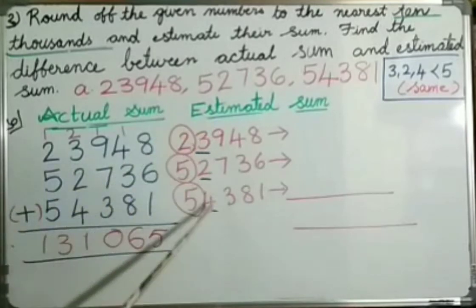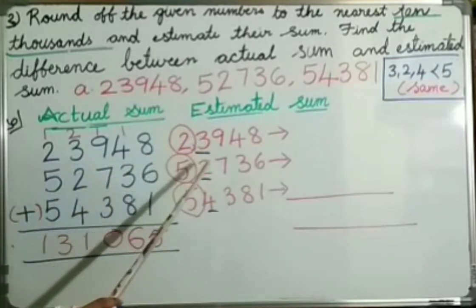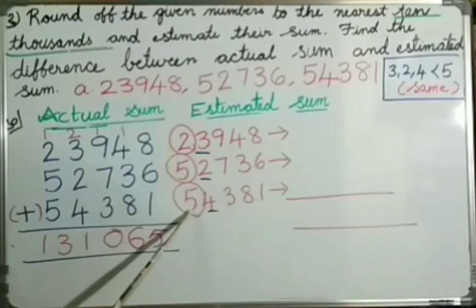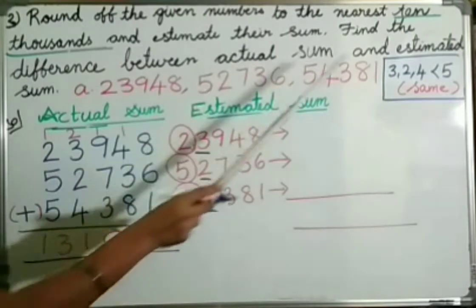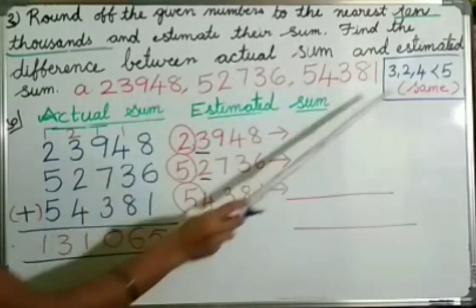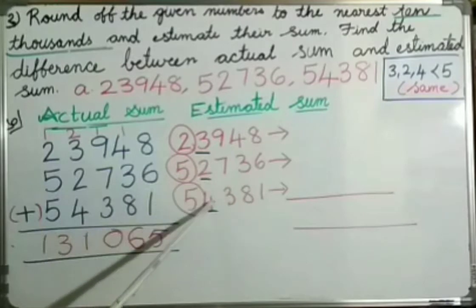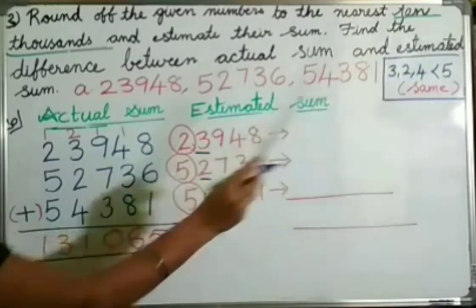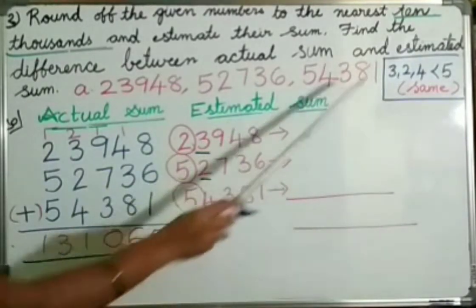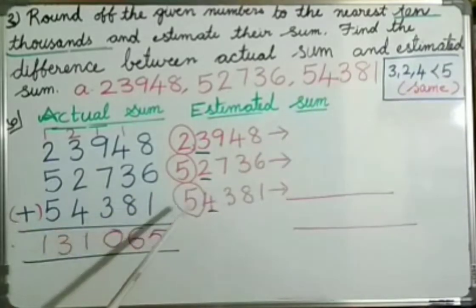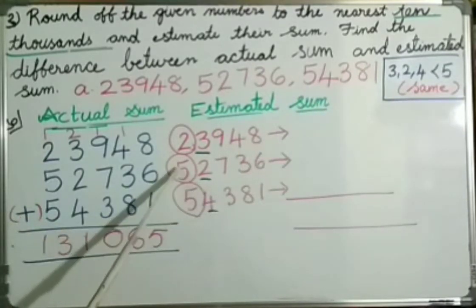By observing the digits after the circled digit, you have to decide whether to change the circled digit or write the same number. Here it is 3. 3 is less than 5, so you write the same number in the circled digit. Here 2 and 4 are also less than 5, so you write the same number in the circled digits.